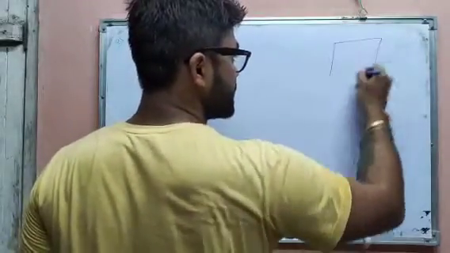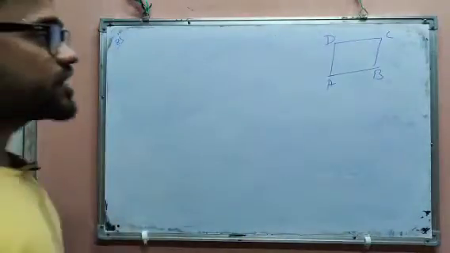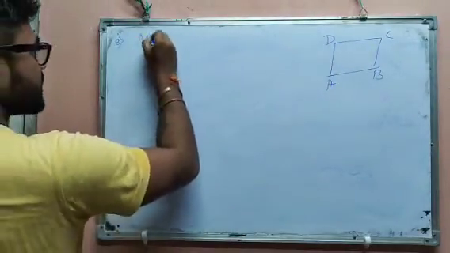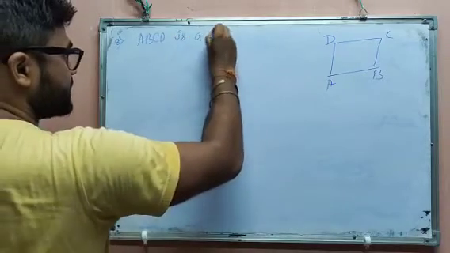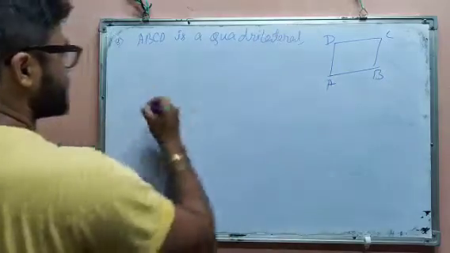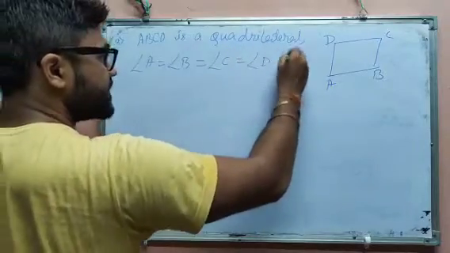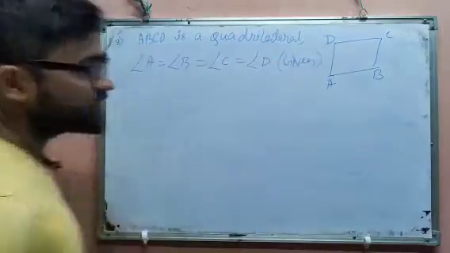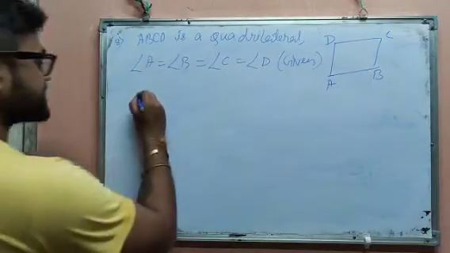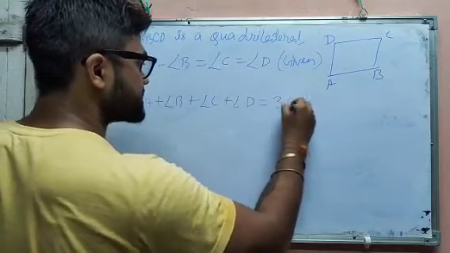Considering a quadrilateral ABCD, here 4 angles are equal. That means angle A, angle B, angle C and angle D all are equal. So ABCD is a quadrilateral. Angle A equal to angle B, angle C equal to angle D. This is given in our question. Okay. Now the interior angle sum of quadrilateral. That means angle A plus angle B plus angle C plus angle D equal to 360 degree.